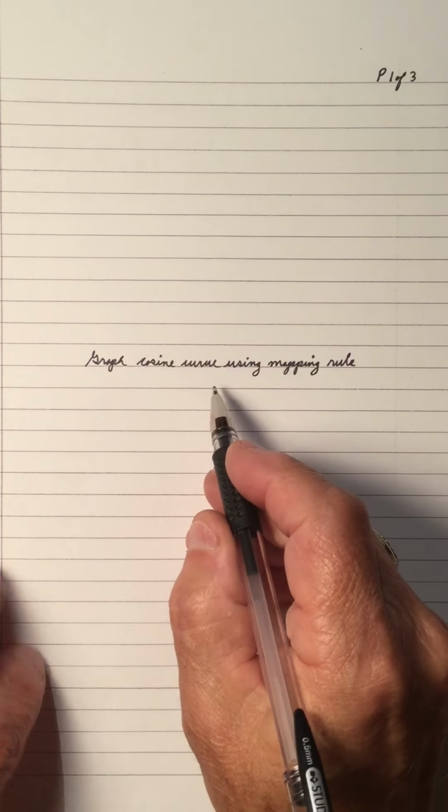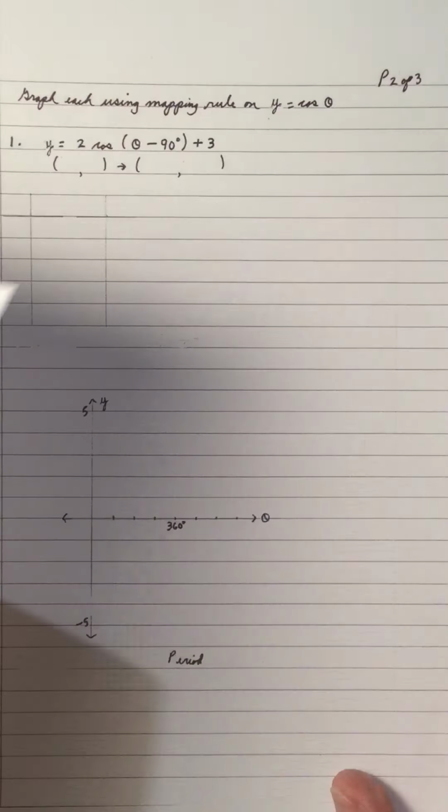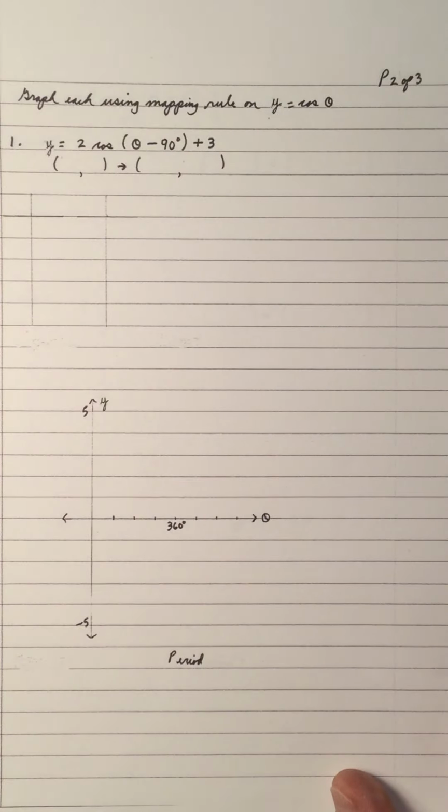Hi, welcome to my video on graphing the cosine curve using the mapping rule. Graph each using the mapping rule for y equals cos theta.